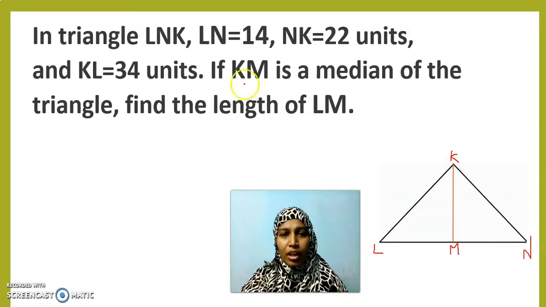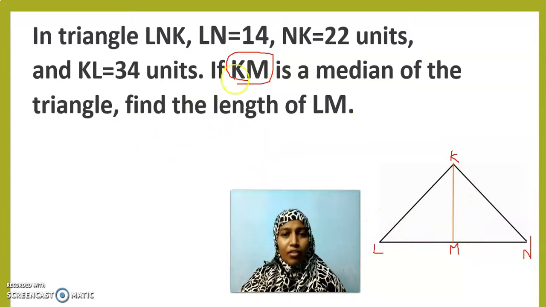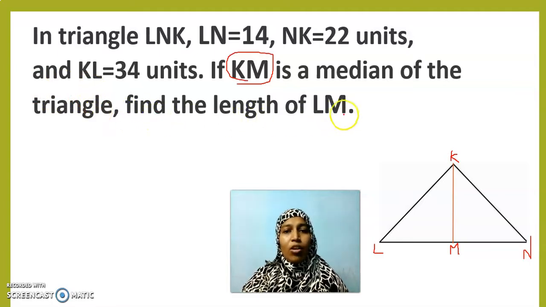KM is the median in the sense, what will be that M? M is the midpoint of the opposite side. What is the opposite side of K? LN. So, I plotted M here and I draw the median here. Is it clear? Then you can take down LN is equal to 14, NK is equal to 22 and KL is equal to 34. But it is not necessary for me. They have given so many measurements just to confuse you. Find the length of LM. I want the length of LM alone.